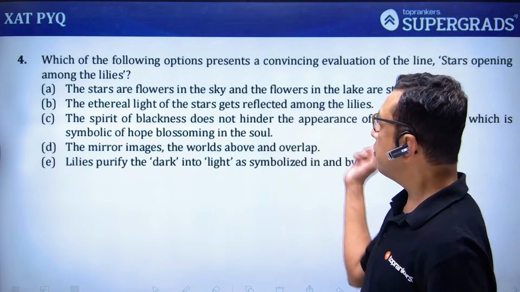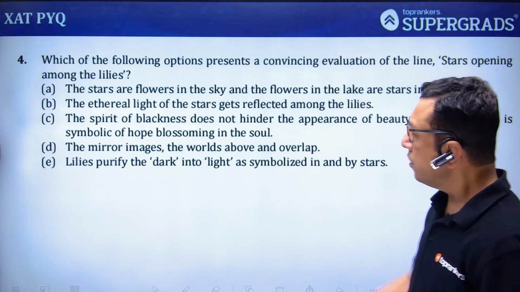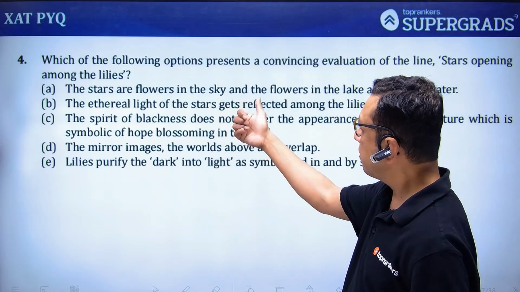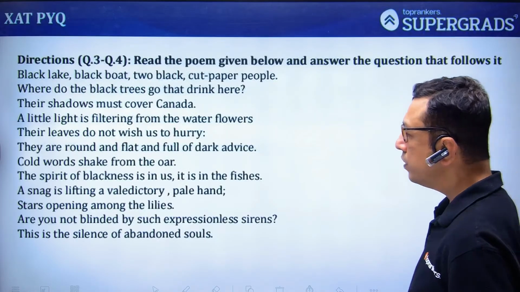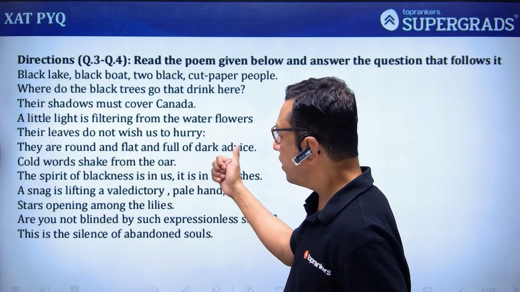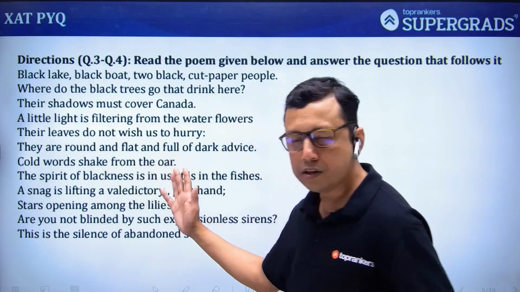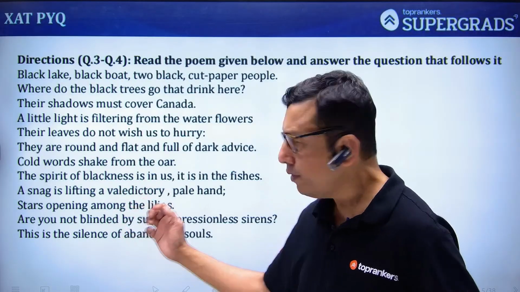Okay. Which of the following options presents a convincing evaluation of the line stars opening among the lilies? The stars are the flowers in the sky and the flowers. Let's go back to the poem once and read it again. They are round and flat and full of dark advice. Cold words shake from the ore. Up to here the poem is very tragic. So tragic idea going on.